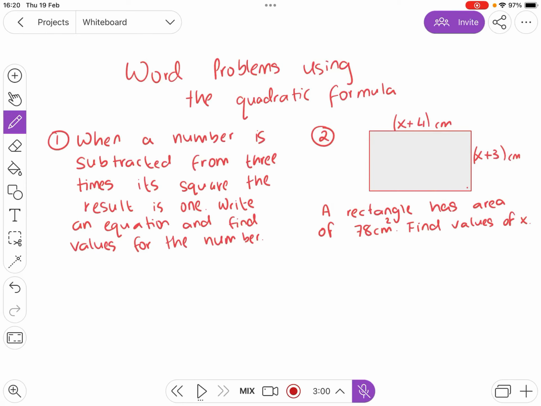We're going to take a look at word problems using the quadratic formula now. So you can see our first question there is: when a number is subtracted from 3 times its square, the result is 1. We need to write an equation and find the values for the number.